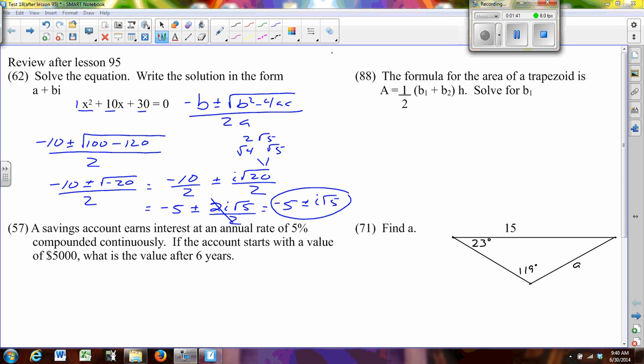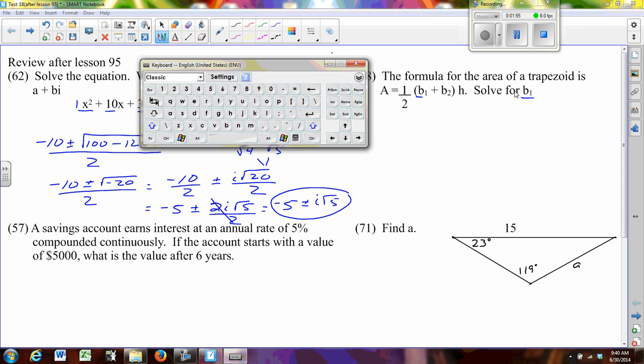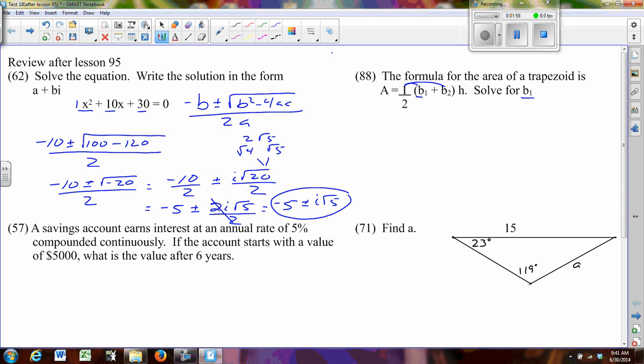This next problem comes from lesson 88, and it says to solve for b sub 1. So I want to get that by itself. I don't necessarily have to sit there and think, how do I do it? It's what can I do? Well, first thing I could do, I could multiply this through. So I'd have 1/2 b sub 1 plus 1/2 b sub 2 all times h. Now I can multiply my h through, so I'd have 1/2 b sub 1 h plus 1/2 b sub 2 h equals a.